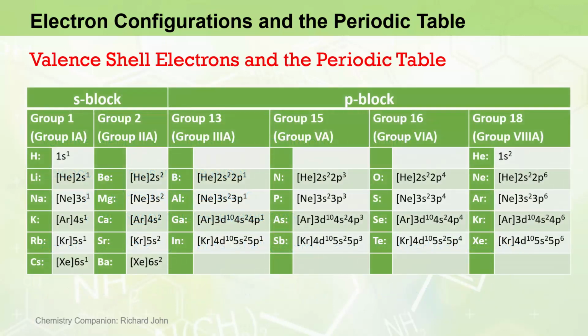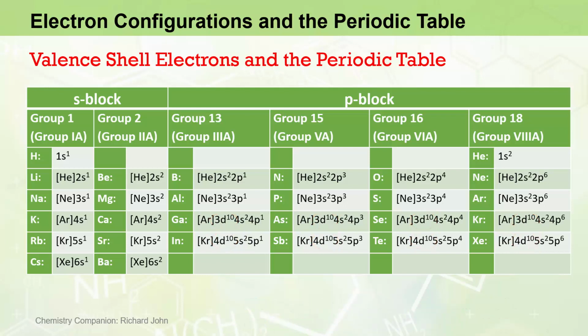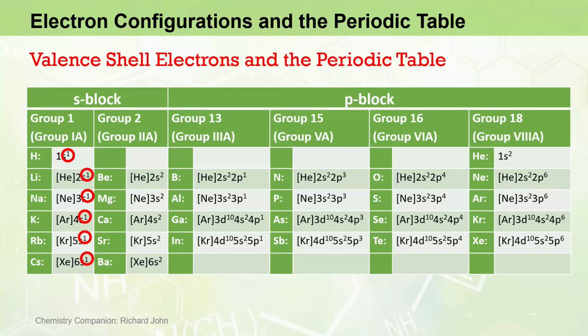Going back to this table, we can see that these electrons that occupy full subshells are not considered as valence electrons or bonding electrons. However, the rest of the outer shell electrons in these condensed electron configurations would be considered as valence electrons. Staying with this table, the importance and significance of the old Roman numeral naming convention for groups becomes apparent. For example, all group 1A elements have 1 electron available for bonding, or 1 valence electron. All group 2A elements have 2 electrons available for bonding, or 2 valence electrons.